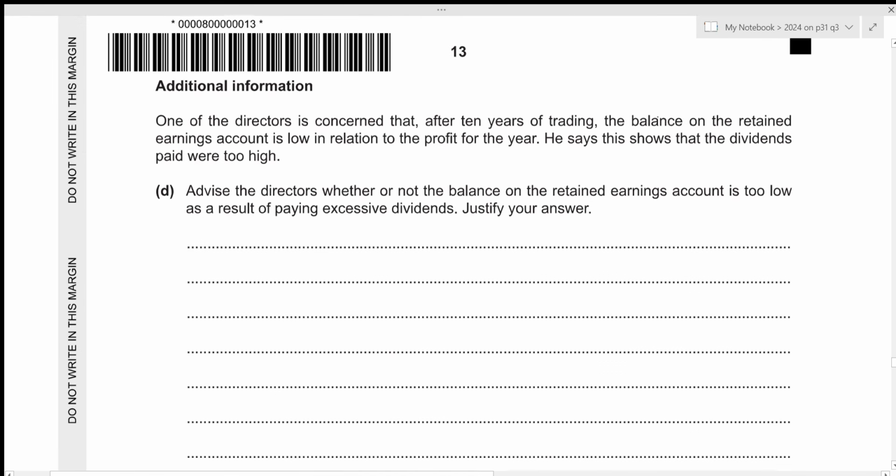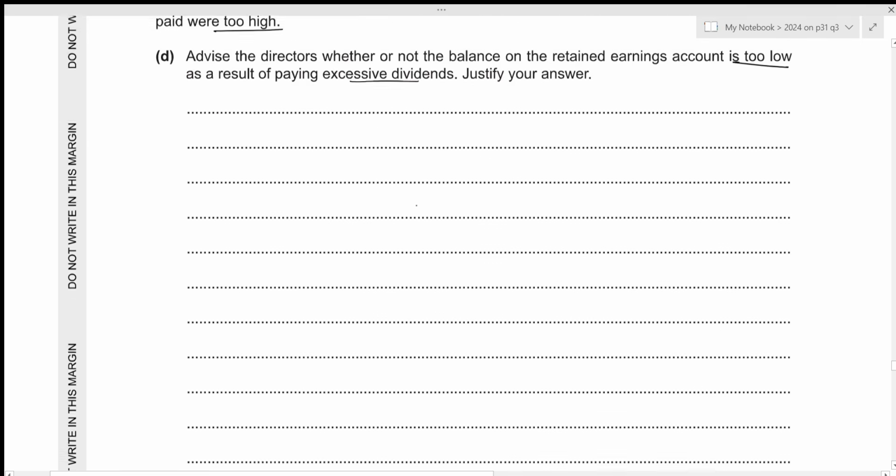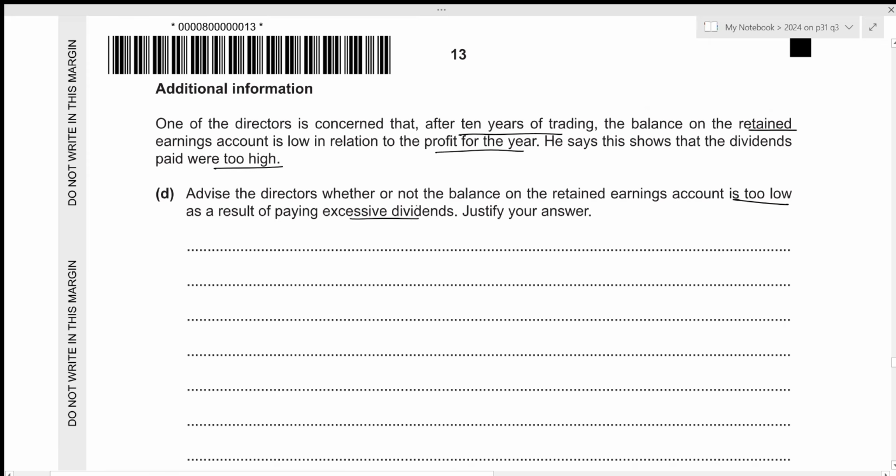We have been given additional information. One of the directors is concerned that after 10 years of trading, the balance on the retained earnings account is low in relation to the profit for the year. He says that this shows that the dividends paid were too high. We now need to advise the directors whether or not the balance on the retained earnings account is too low as a result of paying excessive dividends. We need to justify our answer. This is 5 marks. 1 mark for our decision and 4 marks for the comment.